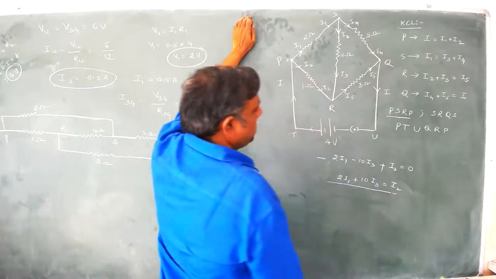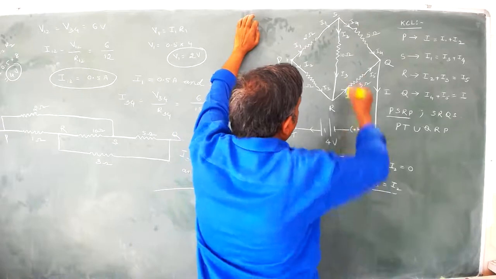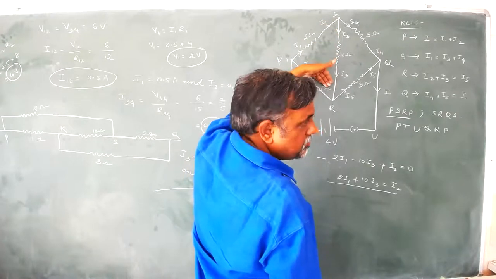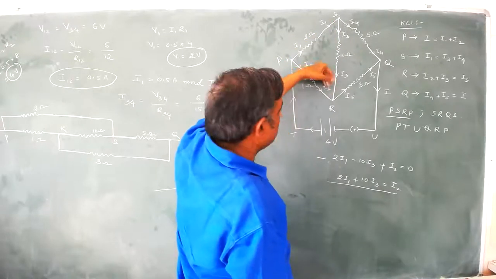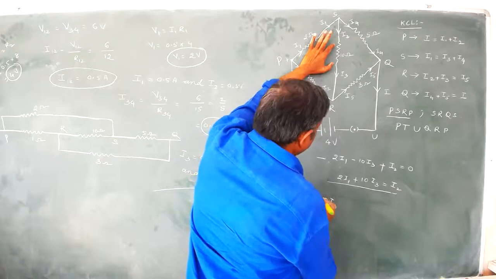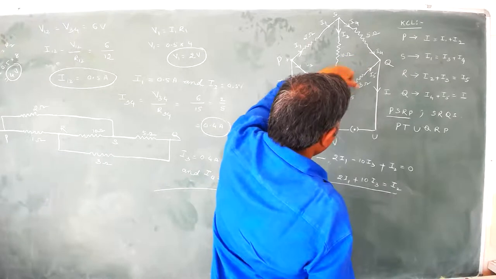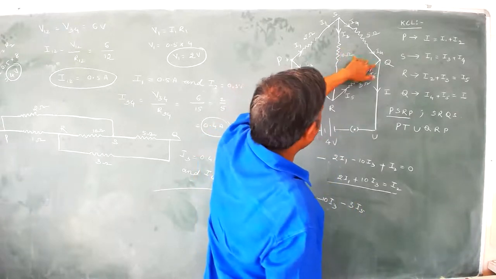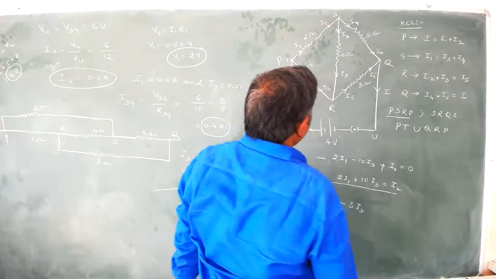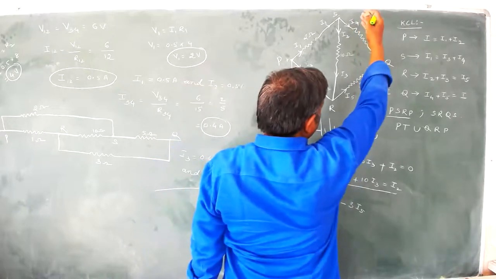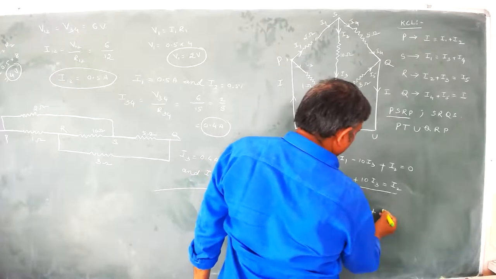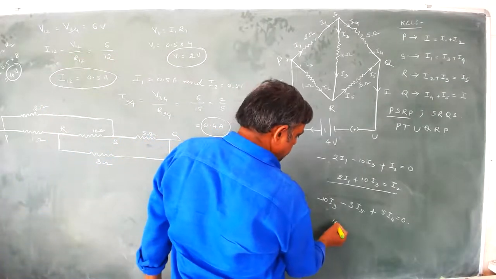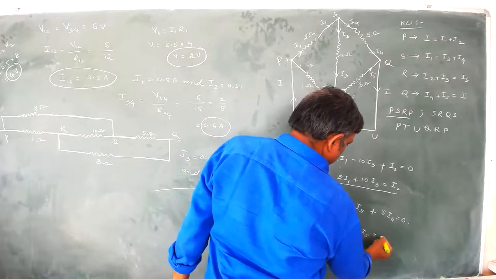Now this is one equation. Now look at the second loop, SRQS. S to R: your movement and the current are in the same direction, positive to negative. You are moving towards the lower potential, so the potential drop is minus 10I3. R to Q: the current is also in the same direction, so minus 3I5. Then Q to S is 5I4. So 10I3 plus 3I5 is equal to 5I4.